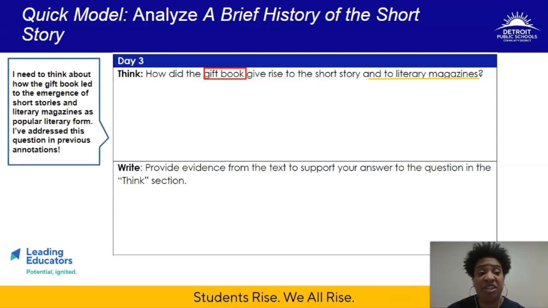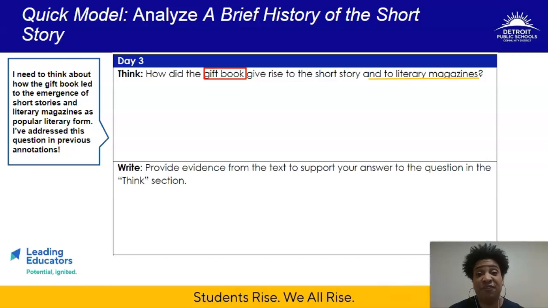In this particular instance, I need to think about how the gift book led to the emergence of short stories and literary magazines, not just a short story, as a popular literary form. The great thing is that I've addressed this question in previous annotations. In my first and close read, as I'm looking at my initial important events and facts, and then doing my connecting of cause and effect, I should have some really good annotations around that. And you can also go back to my model annotations there as well.